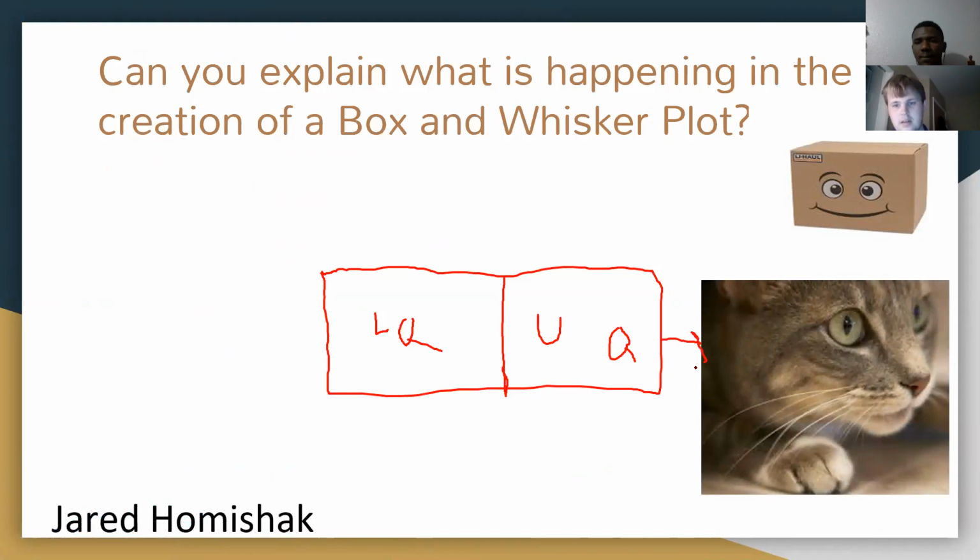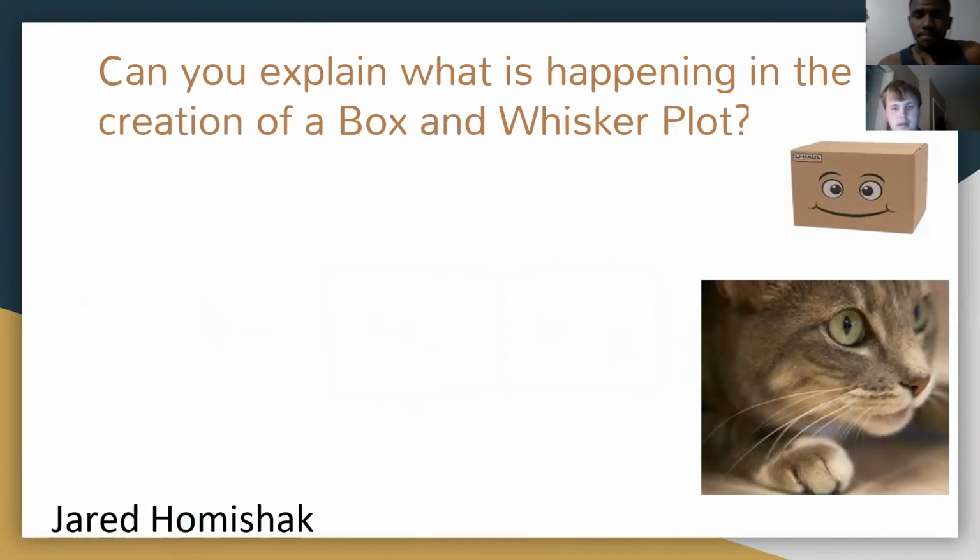These whiskers typically go out from the quartiles to their lowest and highest extremes and usually represent the lowest and highest values that can be found in our data. And that is not a continuing line, that is an endpoint. All right. Thank you for asking.